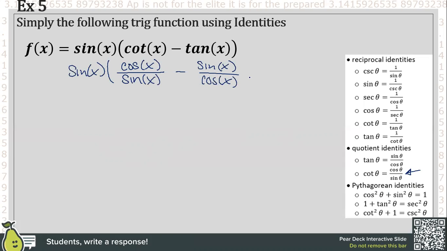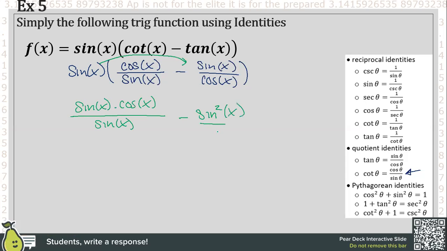Okay, so we have all of this right here, and we can go ahead and distribute our sine. So if I distribute the sine into cotangent, into cosine over sine, I get sine of x times cosine of x divided by sine of x minus, well, if we do the same thing with the other, we get sine x times sine x, which is sine x squared divided by cosine of x. Okay, so all I'm going to go ahead and do now is simplify some more. So sine and sine are like terms, they equal 1. Cosine of x minus sine squared of x divided by cosine of x.